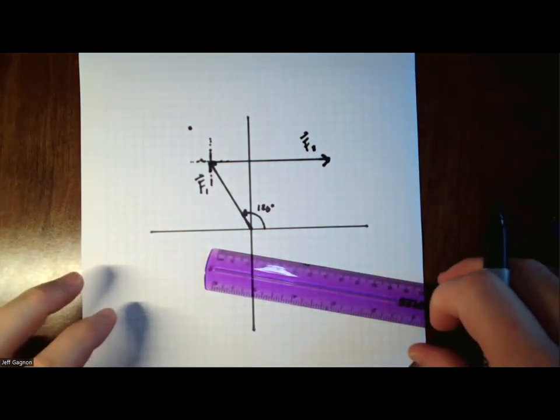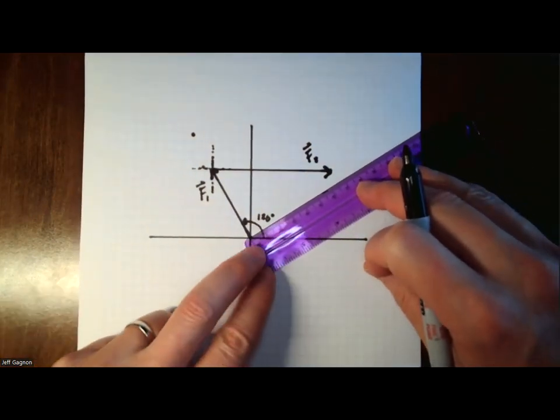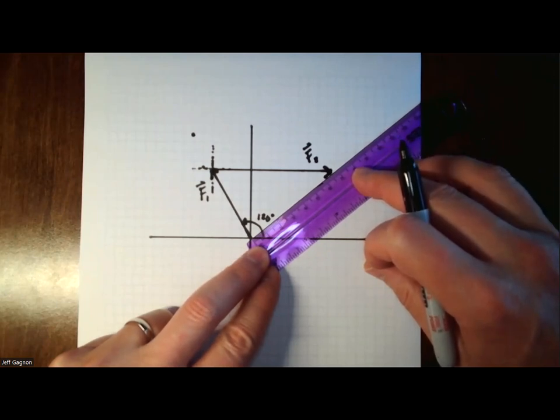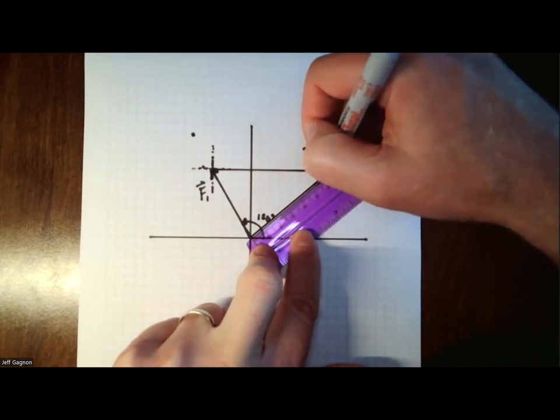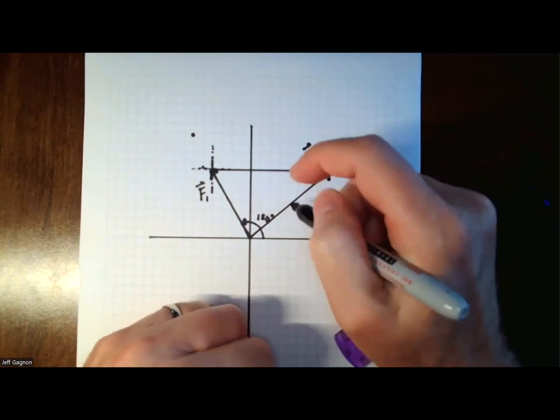And finally, to get F net now, I draw a vector from the origin, which is where the tail of the first vector is really starting, to the tip of the second vector. So something like this. Again, I'll draw arrows there. This is my F net.